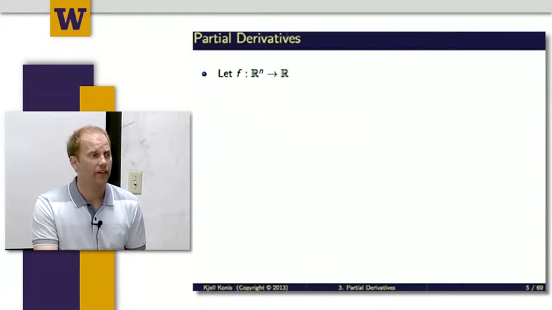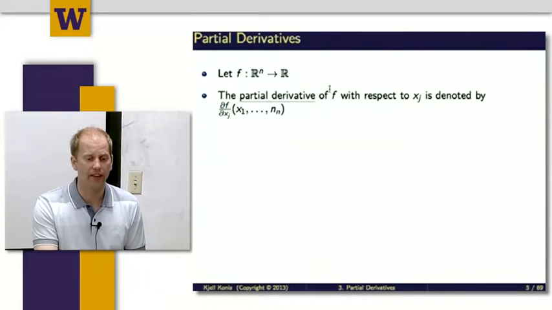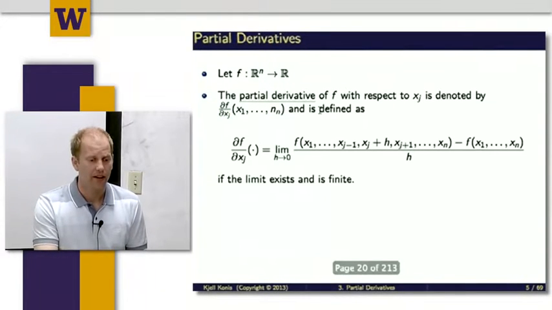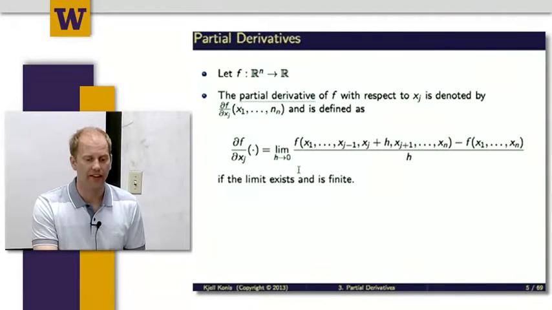So in order to take a derivative of a function of several variables, we have to define a new concept called a partial derivative. So I have a function from R^n into R, and the partial derivative of f with respect to the jth input, I'm going to denote as partial f with respect to x_j, and that's also going to be a function of n variables. And we're going to define the partial derivative to be this limit on the right-hand side.